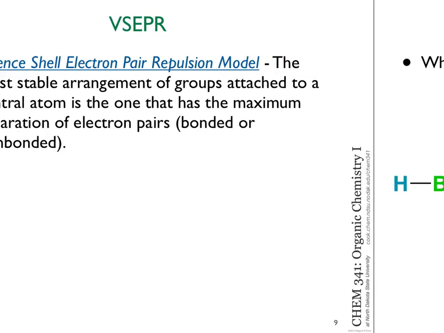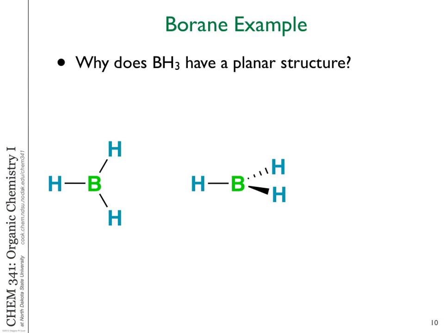Okay, what about something like borane? We take a look at borane, and BH3 we see has a planar structure. The hydrogens are all equal distance apart. The bond angle, hydrogen-boron to hydrogen bond angle, is 120 degrees. Okay, so what's different about borane from something like water or methane or ammonia? There's no lone pair, that's right.